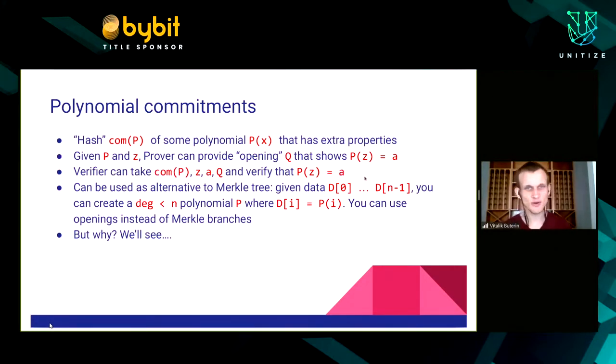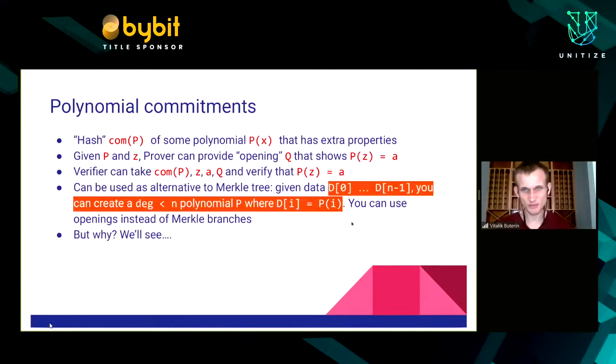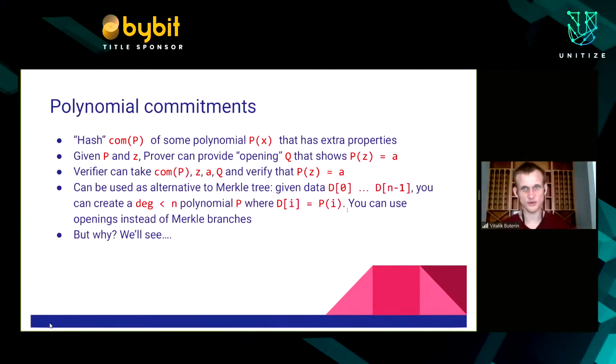So you can use polynomial commitments as an alternative to a Merkle tree, right? If you have a bunch of data, D[0] through D[n-1], you can just represent that as a polynomial where the i-th element in the data equals the polynomial evaluated at point i. And it's actually very easy to construct polynomials like this. You can use a Lagrange interpolation, for example. I mean, there's a lot of algorithms for this.